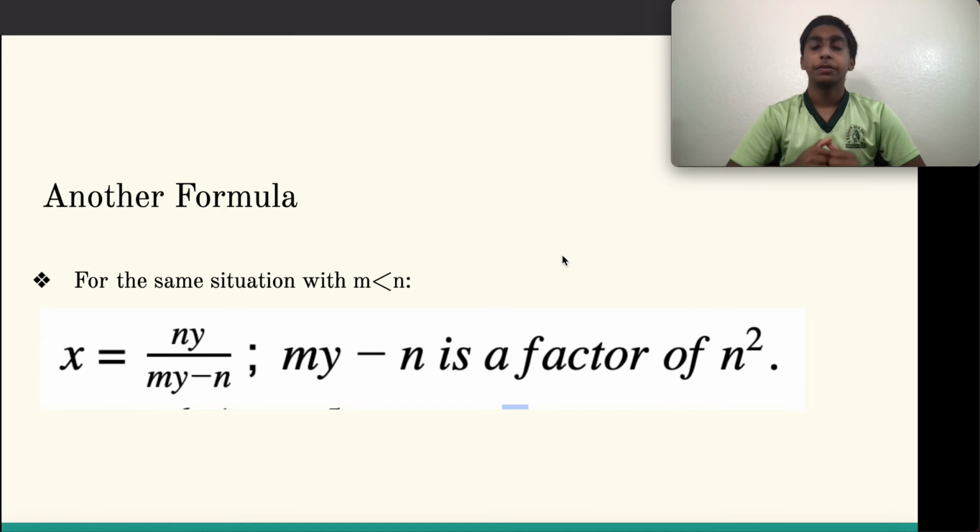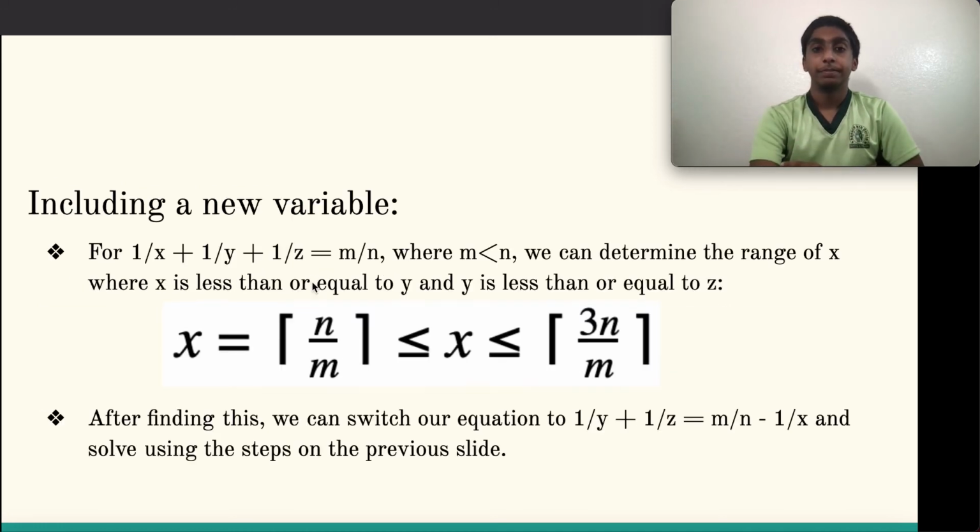Okay, so for the same situation with m less than n, so before we were dealing with m not equal to n or m equal to n, but here with m less than n, our formula will change to x is equal to ny over my minus n, and my minus n is a factor of n squared. So again, that's just the formula. This one we derived from the previous one, except we simply have the condition that m is less than n, so based on that we were able to adapt our formula.